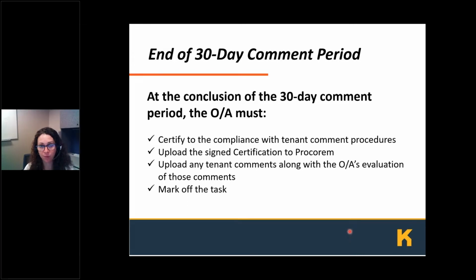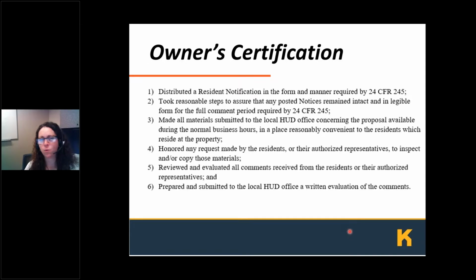So once you've uploaded your certification, make sure you mark off that task. If there are any comments, be sure to include those. All right, what is that certification? What are you signing? What does it mean? I don't know if I'm going to read every one of these, but I do encourage you to read it on your own. This is one of the handouts that is provided.